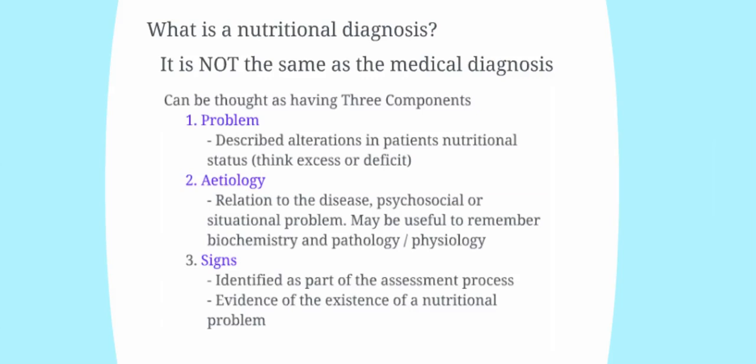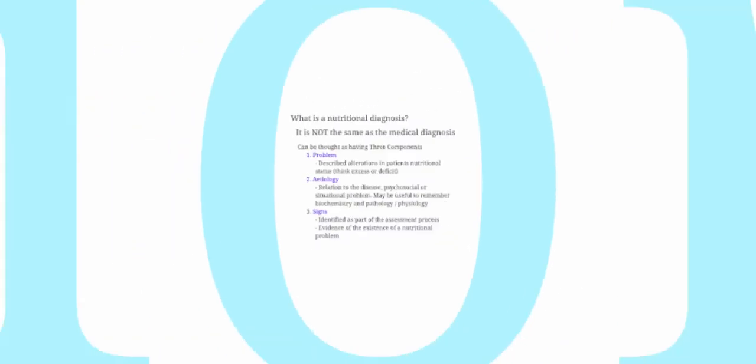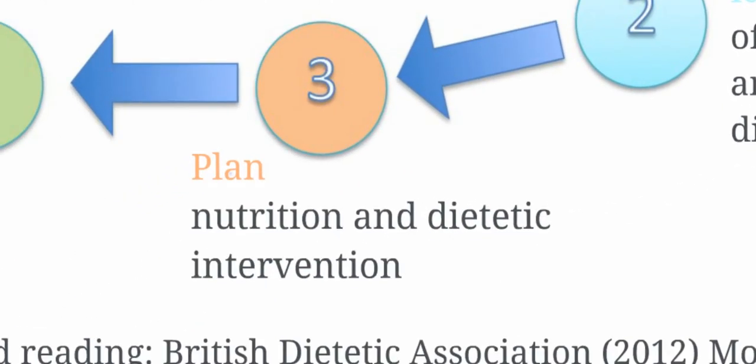The etiology, the relationship of the disease, the situation the patient or group may well be in, and this will link back to your knowledge of biochemistry, pathology, physiology, as well as your psychosocial knowledge of dietetics. Then it's looking at the signs. So these will be the clues given to you by your assessment process, which will give you evidence of the existence of a nutritional problem. This will allow you to then move on to plan the nutrition and dietetic intervention.